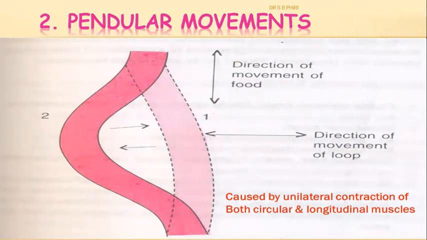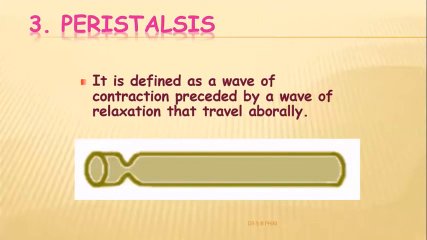If you don't understand, when we have a lab, I think I'll explain the swaying movements so that I demonstrate how it happens. But just to note, it's caused by unilateral contraction of both circular muscles and longitudinal muscles. So both circular muscles and longitudinal muscles are contracting, but it's not everywhere. It's unilateral contraction that will bring about swaying movements. Okay, so we proceed, we discuss peristalsis.